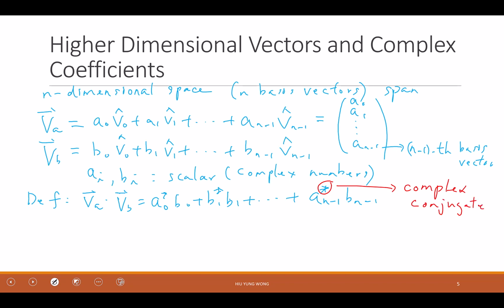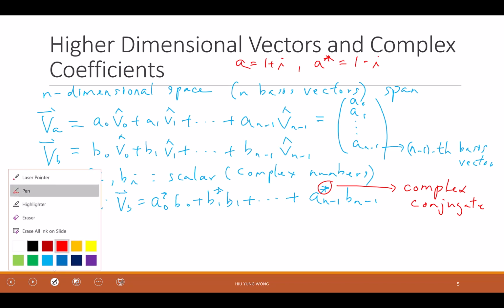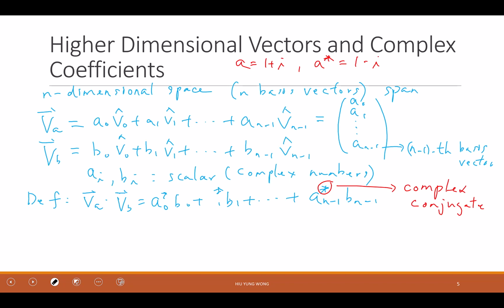If you forgot what is complex conjugate, let's remind ourselves. For example, if A equals 1 plus I, its complex conjugate is 1 minus I. Basically, if you have a complex number, it has a real part and an imaginary part. Its complex conjugate is what? You put a negative sign to the imaginary part. Yes. A1 star, my typo. Very good.